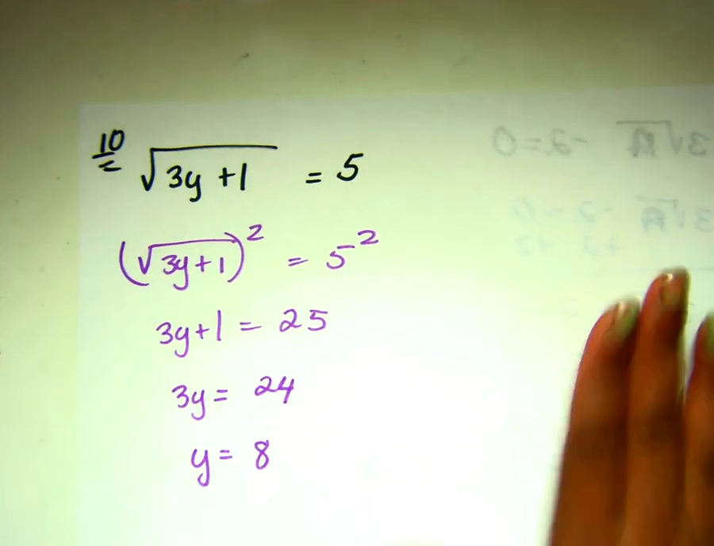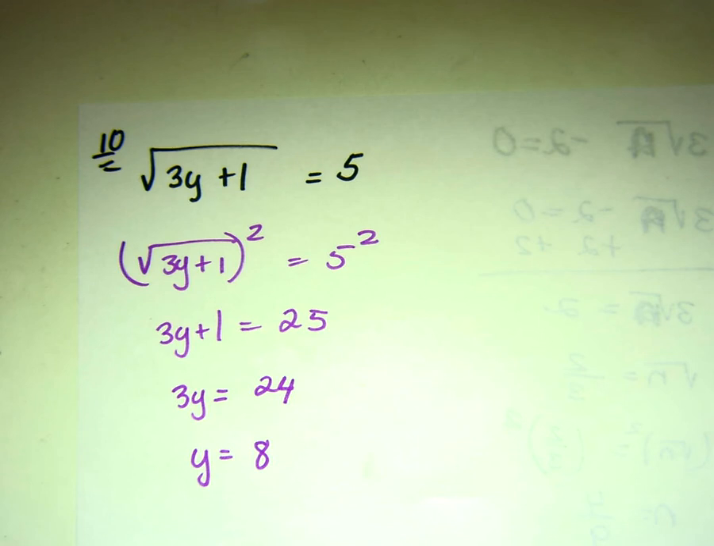Very similar to the example that we just did, we have the square root of 3y plus 1 equals 5. We want to solve for y, so we're going to square everything to get rid of that radical. So once we square it, we have 3y plus 1 on the left-hand side, and we have 25 on the right-hand side. Subtract 1 from both sides right here. That's where you get to 24. Then we're going to divide by 3 on both sides here. Now you have y equals 8.